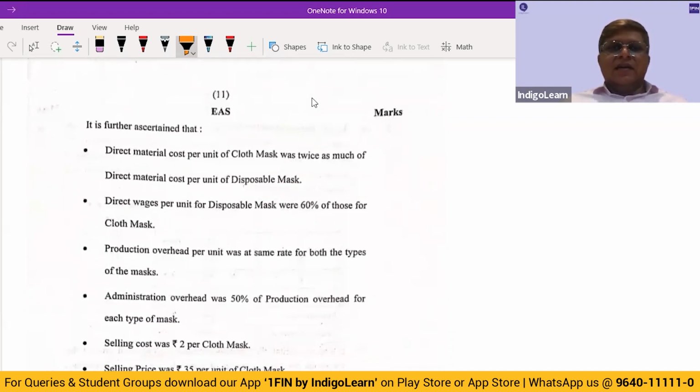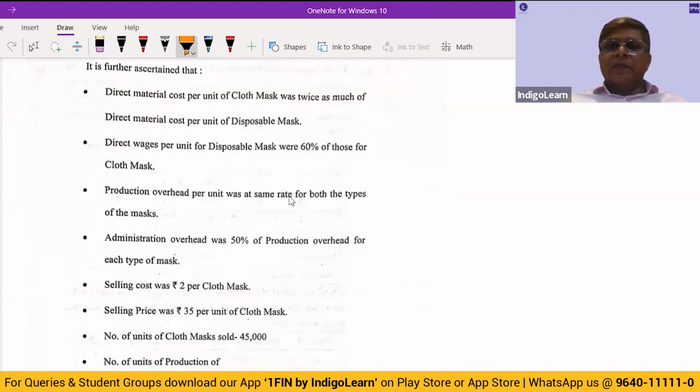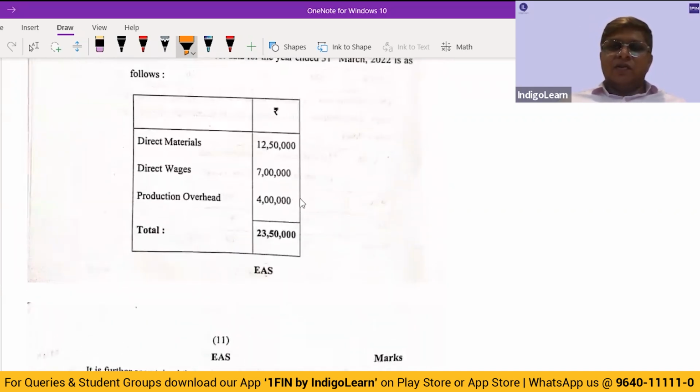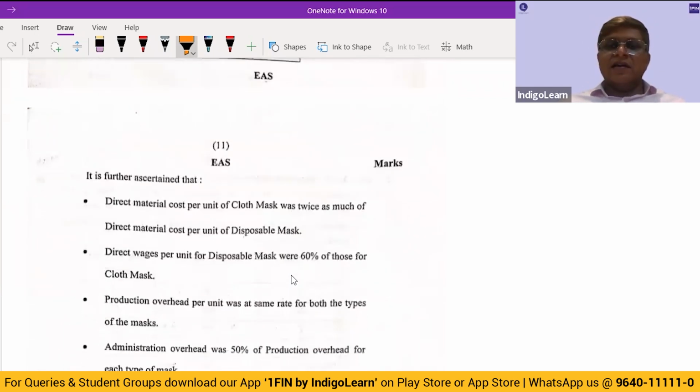All right. It is further ascertained that direct material cost per unit of cloth mask was twice as much as that of the direct material cost per unit of disposable mask. So you need to fit in the algebraic equation and find out the 80% of those of cloth mask. Production overhead per unit was the same for both the types. So definitely you need some algebra. You need to fit in equations. You need to take each cost item. You need to assume certain cost per unit of cloth mask or disposable mask and try to solve it.